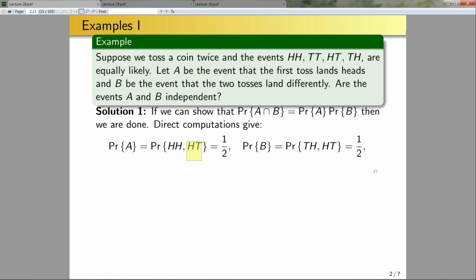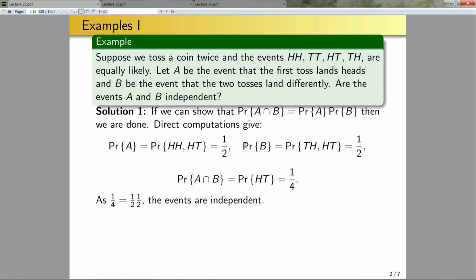Okay, so now the last thing I want to compute is the probability of A intersect B. Well, this is pretty trivial to do. A is the set of these two events, and B is the set of these two events. The only thing they have in common is heads tails, so this will simply be the probability of heads tails, which is equal to 1/4. So now I can simply notice that since 1/4 is equal to 1/2 times 1/2, it follows that these events are independent. Explicitly, this probability times this probability is equal to the probability of the intersection, which is the definition of independence.